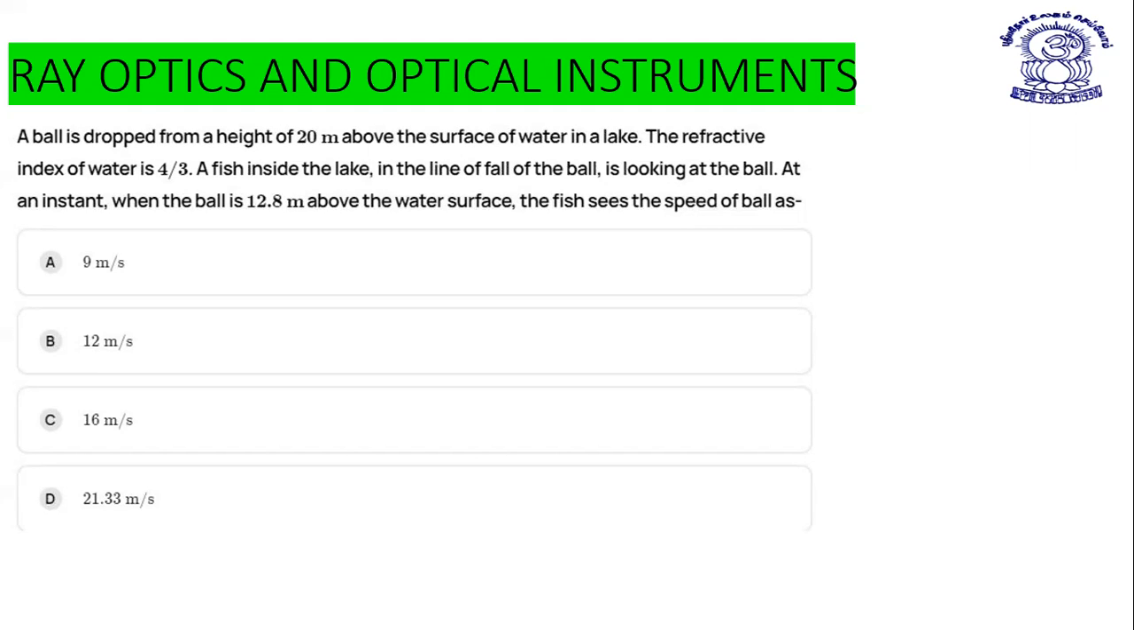Let us solve some questions based on the concept that we have studied. A ball is dropped from a height of 20 meter above the surface of water in a lake. The refractive index of water is 4/3. A fish inside the lake, in the line of fall of the ball, looks at the ball at an instant when the ball is at 12.8 meter above the surface of water. The fish sees the speed of the ball as?